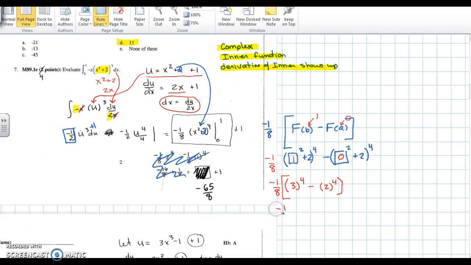So we're really looking at negative 1/8 of 81 minus 16. Well, that turns out to be negative 1/8 times 65 for a final answer of negative 65 over 8.